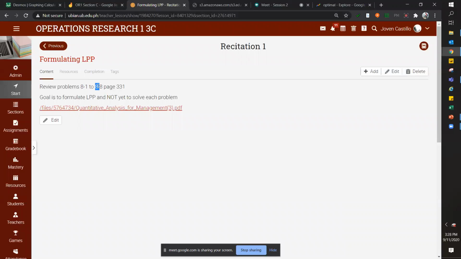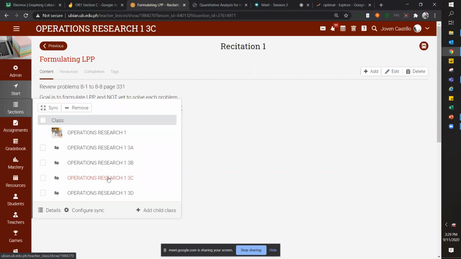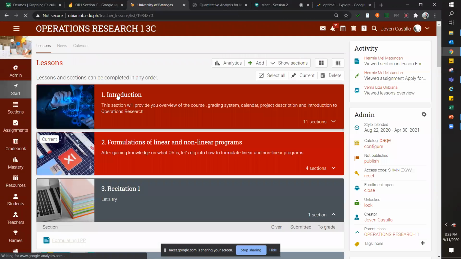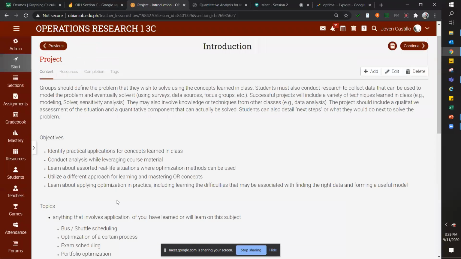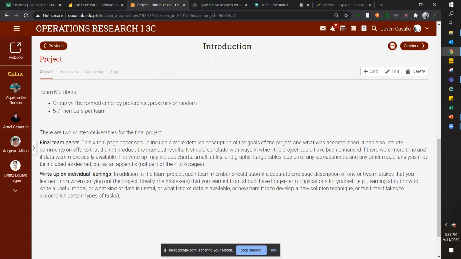So ano ang gagawin natin dito? So kayo na po yung bahala sa groupings. That grouping will last until the end of the semester. Okay? So that grouping will be your grouping for your project. Yep, nakalagay po dito. Na-explain na rin natin siya last time. If I'm not mistaken, that's for the projects. I think 5 to 7. Yeah, 5 to 7 members per team.